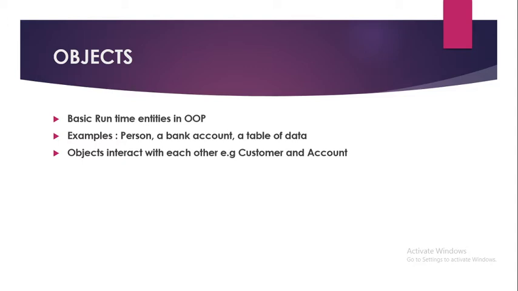Using all these objects together in our program, at the time of execution, these objects can interact with each other for their functionality. Let us consider there are two objects, customer and account. Whenever the customer needs to check the balance of his account, the customer and account objects can interact with each other. Every object contains data and code to manipulate that data.